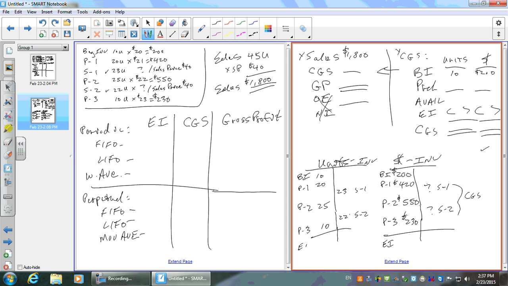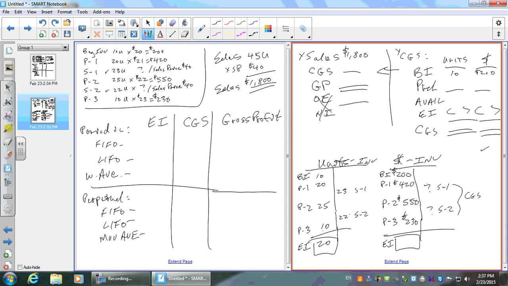So let's do this. How many units do we have here? I don't know the dollars, but I do know the units. Let's see, I started with 10, right? I bought 20, how many did that give me? 30. I sold off 23, how many do I have left? 7. Then I buy 25, 32. Then I sell 22, 10. Then I buy 10, where am I at? 20 units, big deal. I am going to value those 20 units, right? For my ending inventory. That's what I want here. That's the number that goes here.